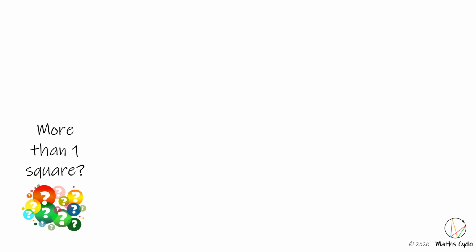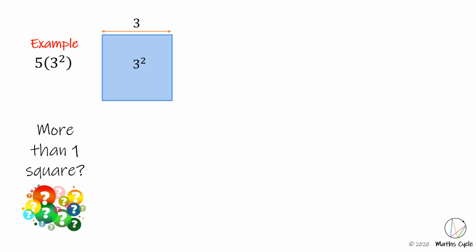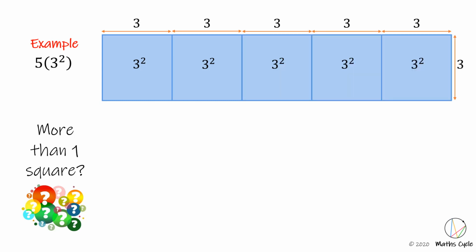Now, what if we have more than one square? Look at this example. I have 5 multiplied by 3 squared. So that's 5 squares that have side length 3. So 1, 2, 3, 4, 5.